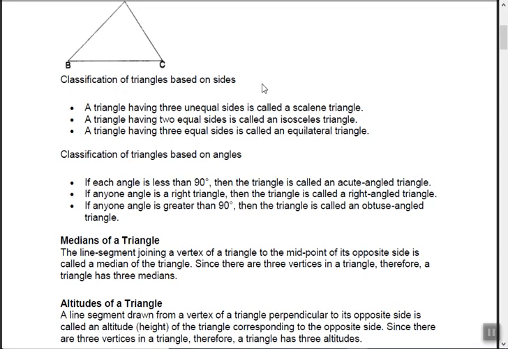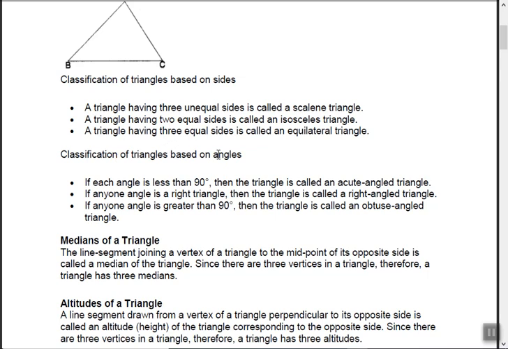Classification based on sides. We have covered this in our earlier video also for standard 6th. You can follow that also. Just a recap, I'll do it. Three unequal sides, then it is called a scalene. If two sides are equal, then isosceles. If all the three sides are equal, then it's called equilateral. This is basic, you might be knowing.